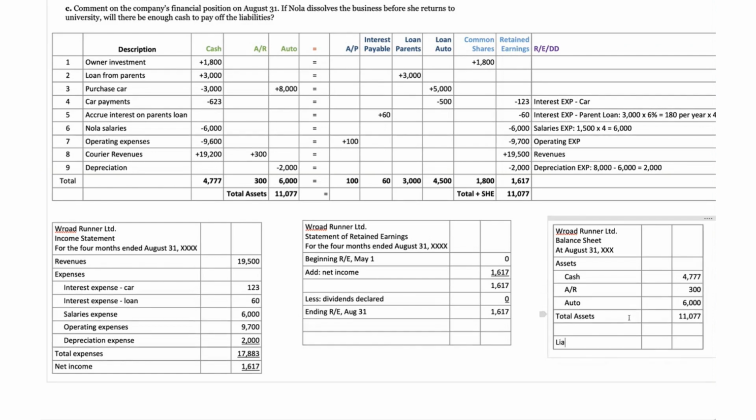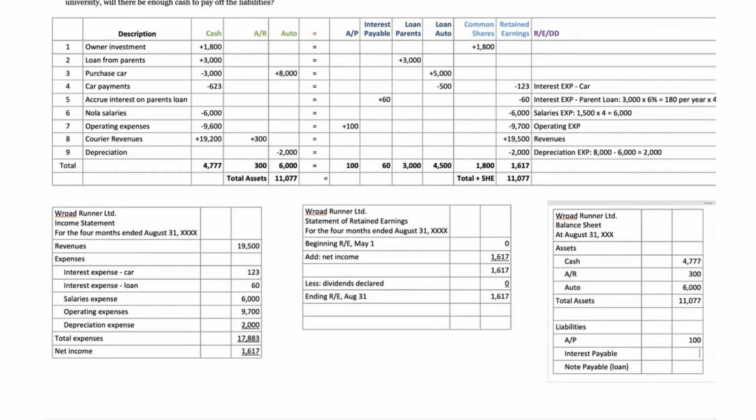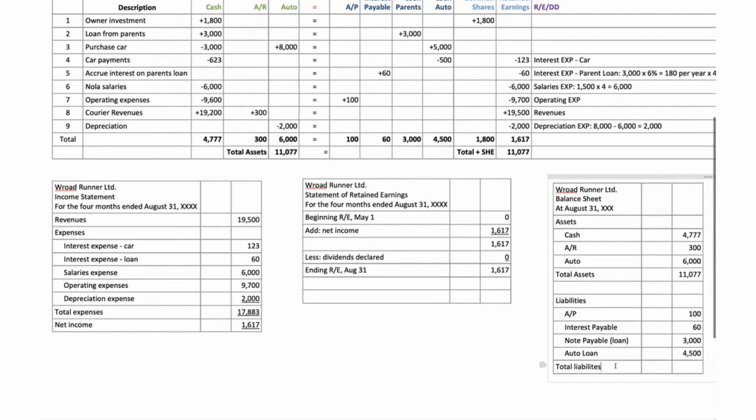Then we have liabilities. And for liabilities, we have accounts payable, right? Interest payable. Now, this parent's loan, it's probably better if we call it a note payable. $100 in AP, 60 in interest, 3,000 auto loan, and that is 4,500. So now I have total liabilities, and when I add those up, 7,660.